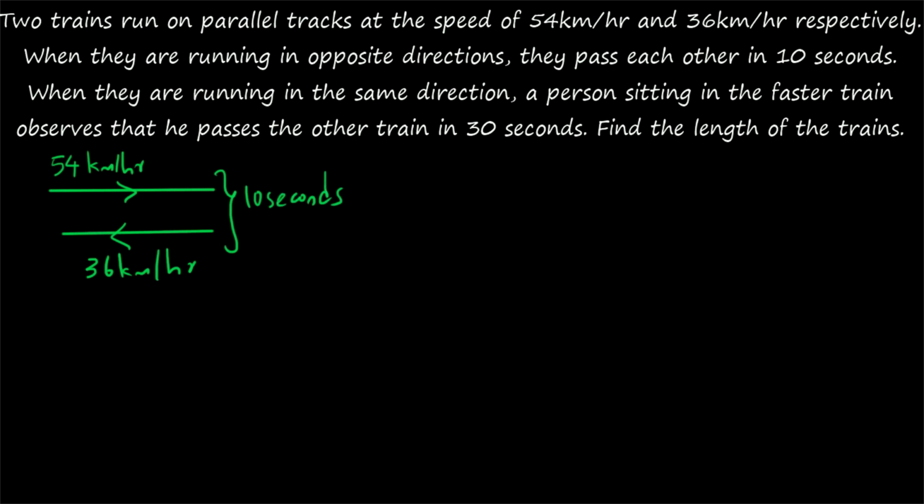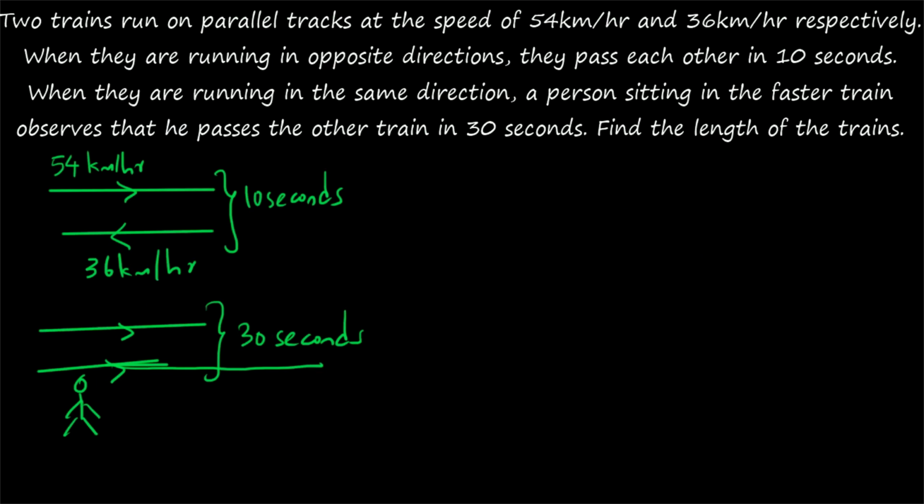And the second case is they are running in the same direction. So one train is moving like this and the second train is also moving like this. And here it is given that a person sitting in the faster train observes that he is passing the other train in 30 seconds. It is not like the faster train overtaking the second train, but a particular person who is sitting in the faster train, he observes that he is crossing the second train fully in 30 seconds.